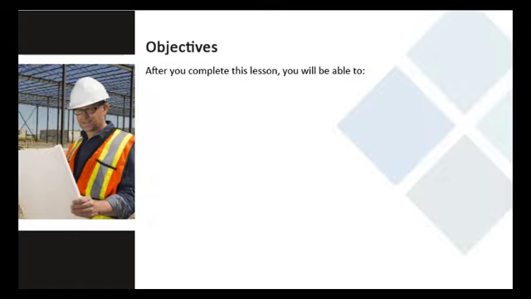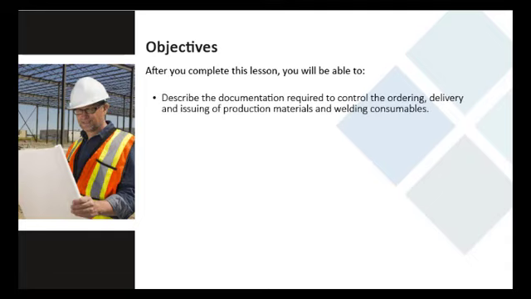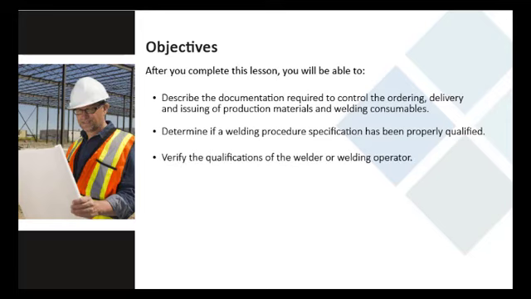These are the key objectives that you can expect to achieve after completing this lesson. Describe the documentation required to control the ordering, delivery and issuing of production materials and welding consumables. Determine if a welding procedure specification has been properly qualified. Verify the qualifications of the welder or welding operator.